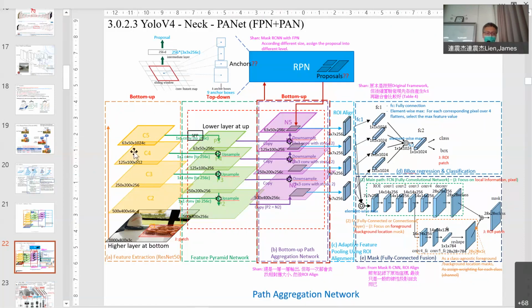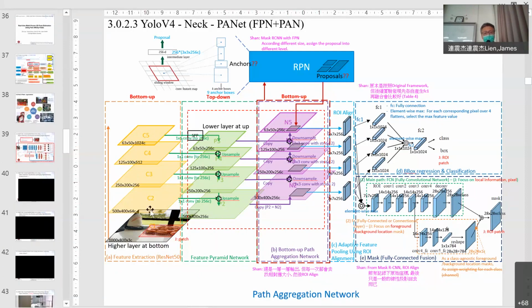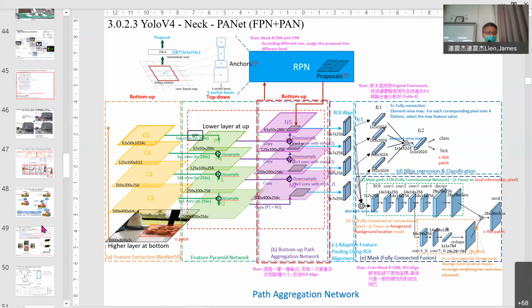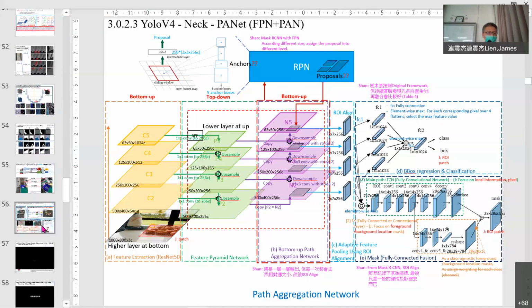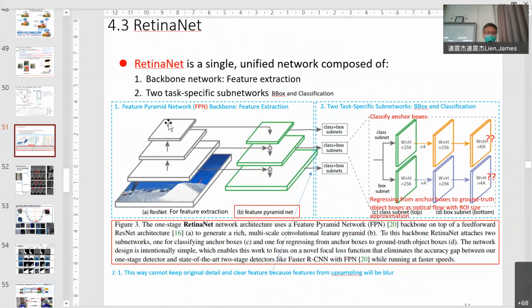If I only have this one and this one without this PNet, without this path aggregation net, this will become the RetinaNet. But the difference is YOLO V4 has a good one. This is what Teacher Liao and others made, and this darknet is really good. They are doing really good. And this one is RetinaNet. This uses ResNet.